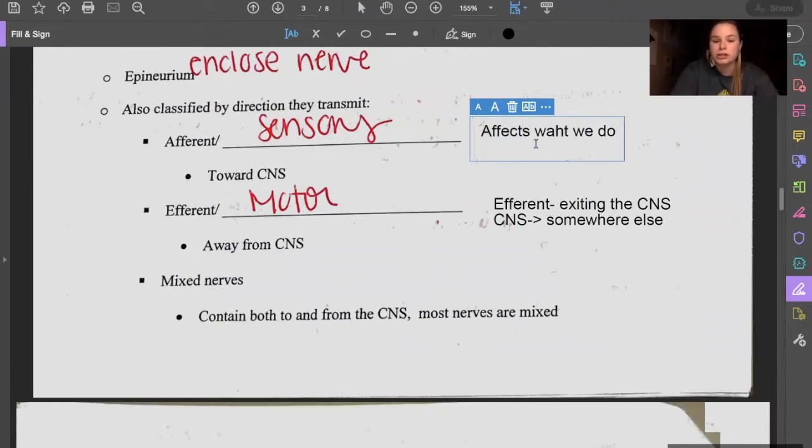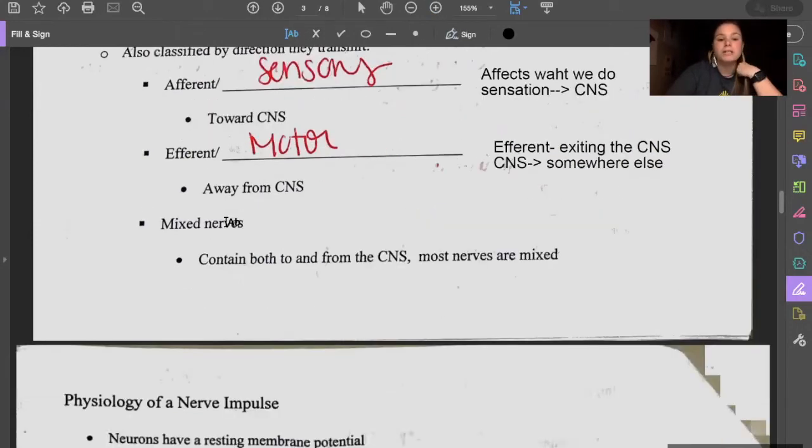So our sensation goes towards the central nervous system. However, you only have to remember one of these and then you know what the other one does. So I like to say that the efferent exits the central nervous system. So it goes from your brain somewhere else, okay? Okay, so then we have mixed nerves which do both, right? So they go efferent and afferent, okay?